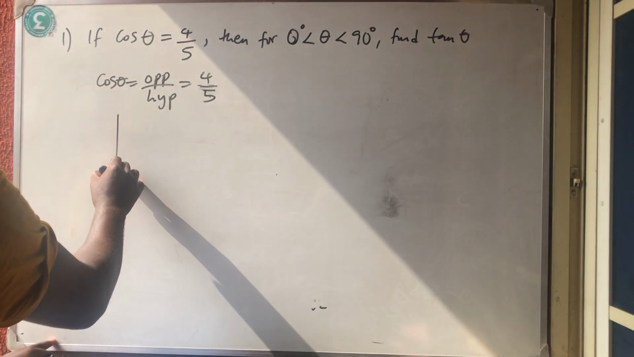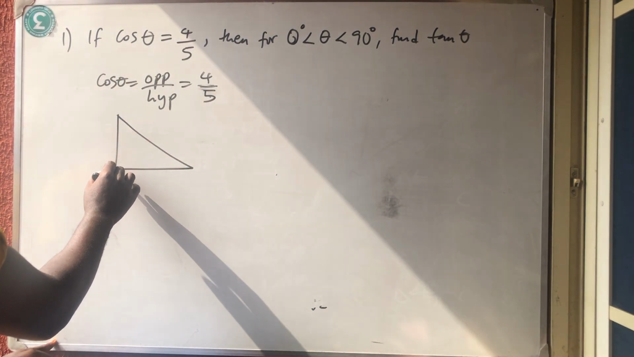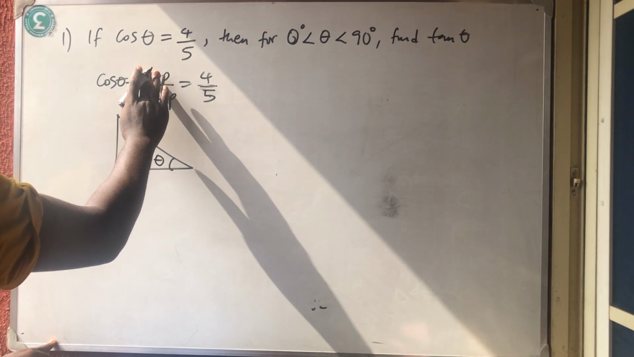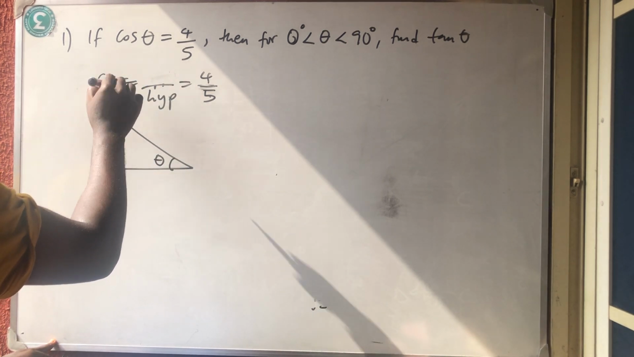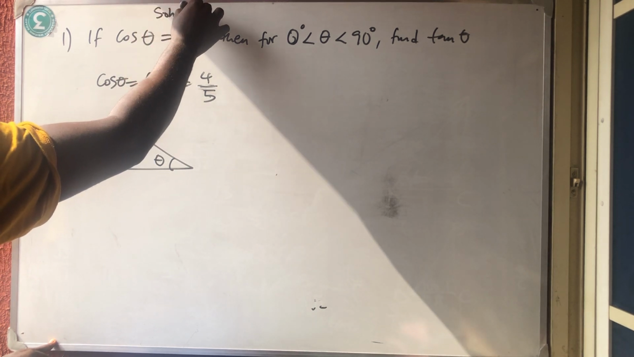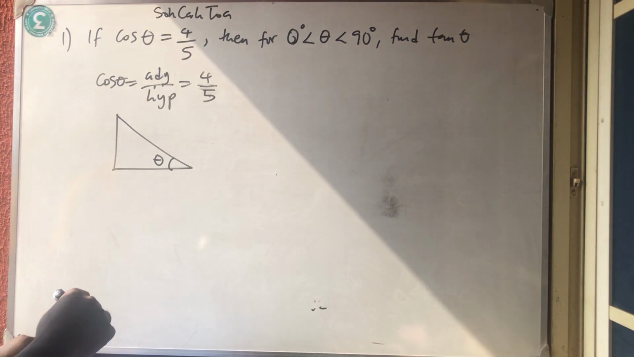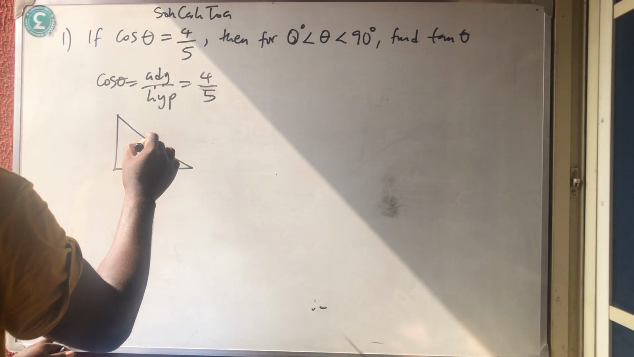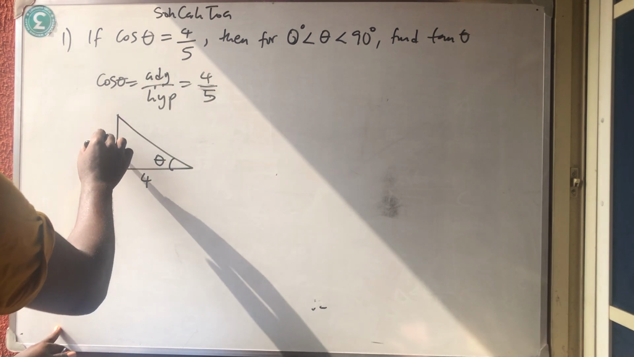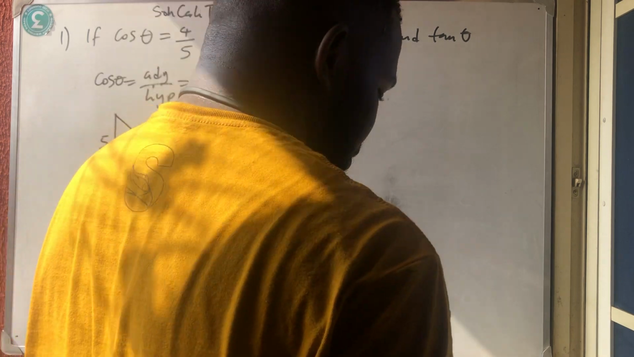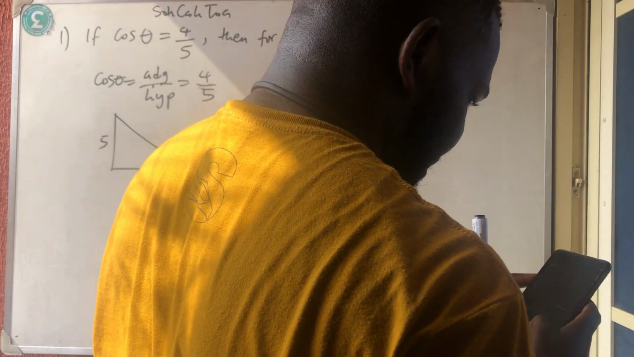So just draw it immediately. If you draw it immediately, this is your angle theta. Cos is adjacent over hypotenuse. Don't make mistakes. Just write your SohCahToa. So this is my opposite, and my adjacent is 4. Adjacent over hypotenuse, hypotenuse is 5. So we need to find the opposite here, and finding it will lead us to Pythagoras theorem.